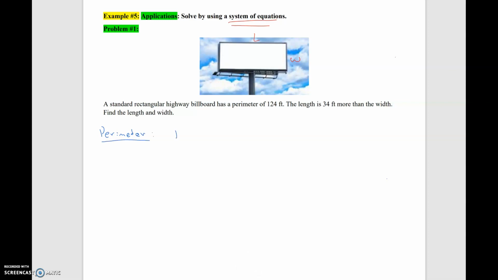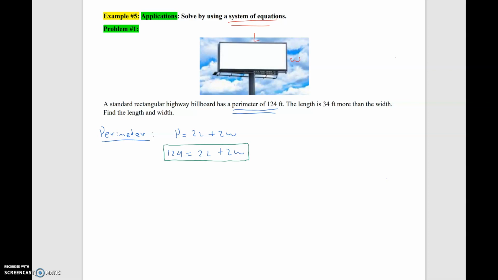in this case, I'll just label it as P, is equal to 2L plus 2W. And we're told that this is 124. So 124 is equal to 2L plus 2W. And let me just box this. This is going to be one of the equations that we're going to be using, and that is just this information.